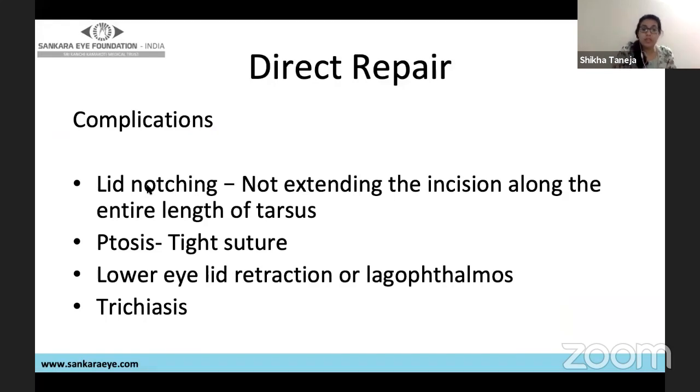So eventually, leave it slightly overcorrected so that when the scarring occurs after 6 weeks or 2 months, it's completely leveled out. Second is, in case of upper lid, whenever the suture is far too tight, it can cause ptosis. In case of lower lid, it can cause retraction and lagophthalmos. Sometimes when it is not aligned correctly, that means anterior lamella to the anterior lamella, posterior lamella to the posterior lamella, it can lead to trichiasis, malpositioned eyelids as well.